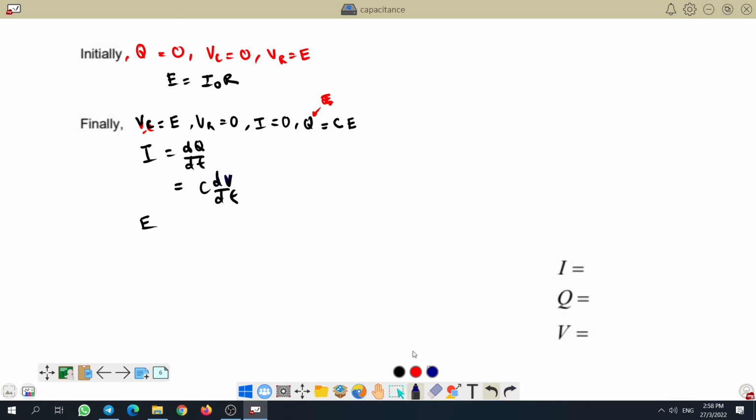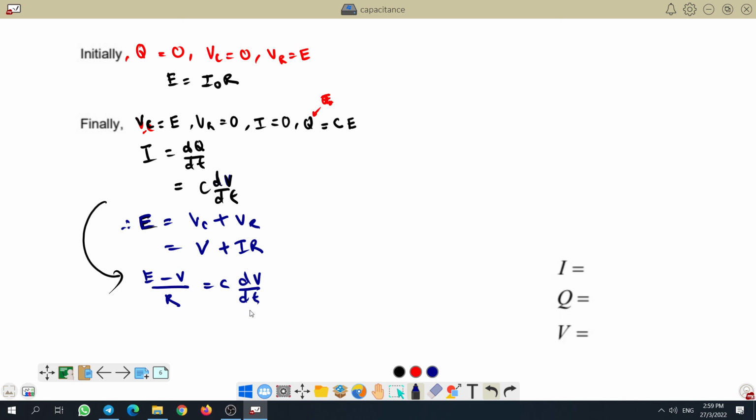We use back Kirchhoff's. E equals to I R plus VC, VC plus VR, because VC is the one that we want. So VC we are going to use V, and VR we are going to use IR. So what is I? I is dQ/dt. So E kasi tolak V bahagi R. E minus V bahagi R. But it is almost the same. You see the RC dV per dt?